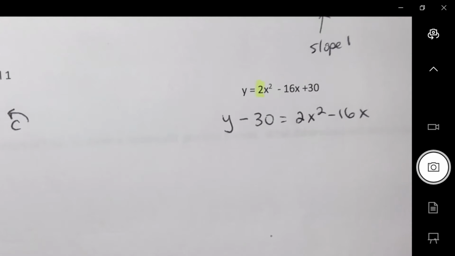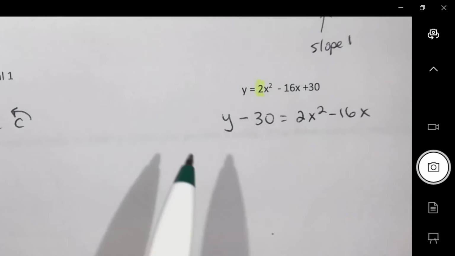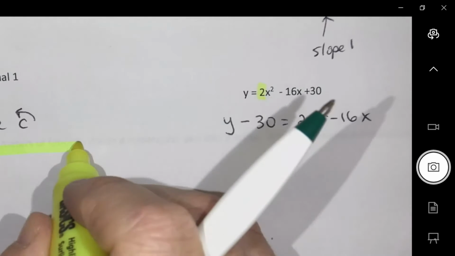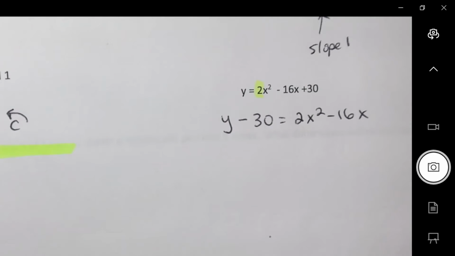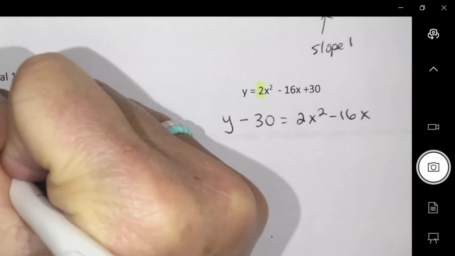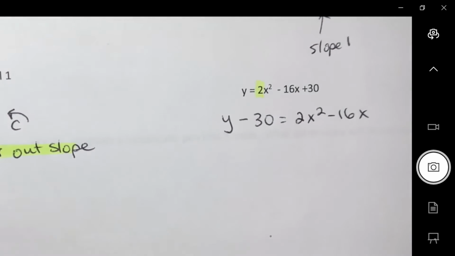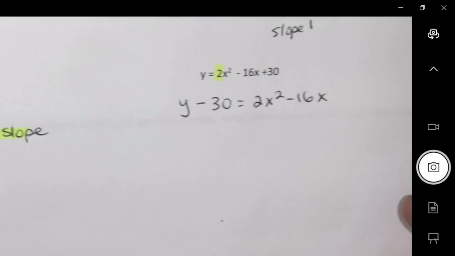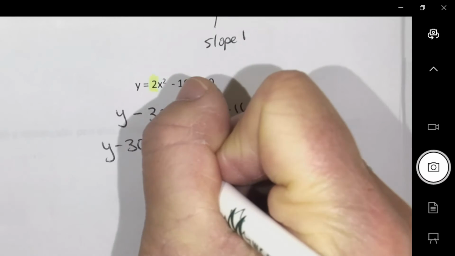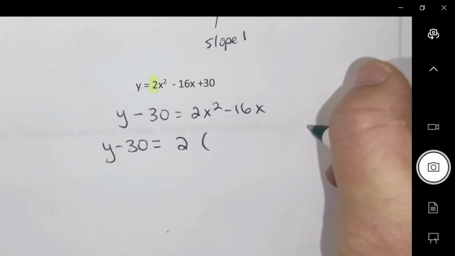Okay, step 2 is where everything changes. Step 2 is factor out the slope. That's where it changes. We didn't have to do that last time, right? Because we don't need to factor out a 1 in math. That doesn't do anything. Okay, so we're going to go y minus 30 equals 2 bracket.